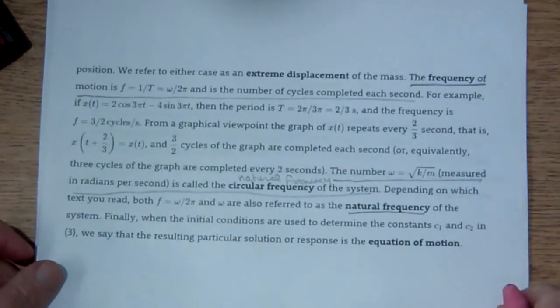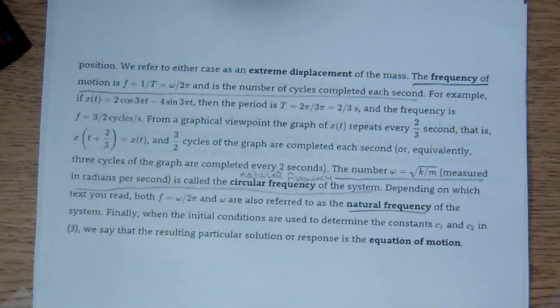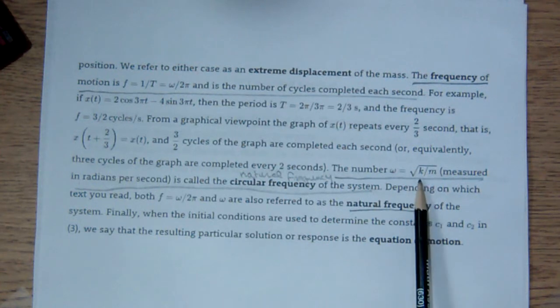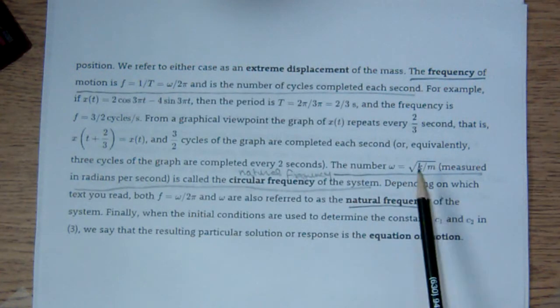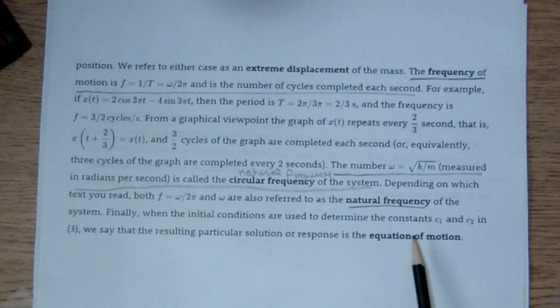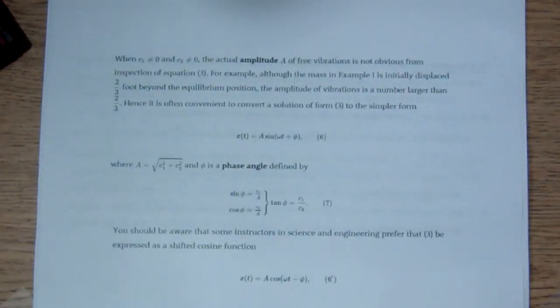Related to the period is a thing called the frequency, and the frequency is the reciprocal of the period, as you've done before. And the number associated with the system, the spring constant and the mass that you're attaching, is known as the natural frequency. And we'll talk about that in a bit. So our goal is to find the equation of motion.